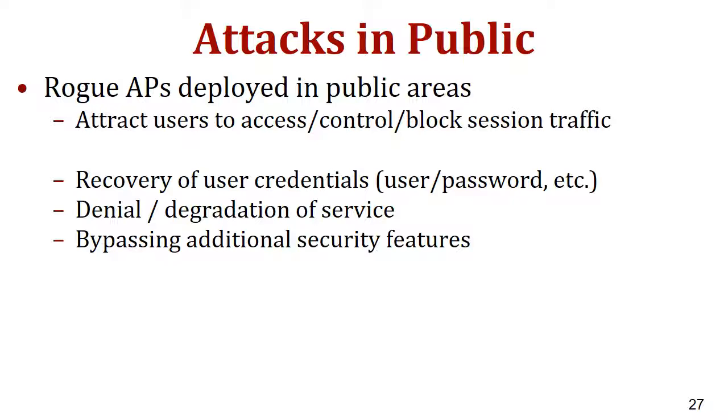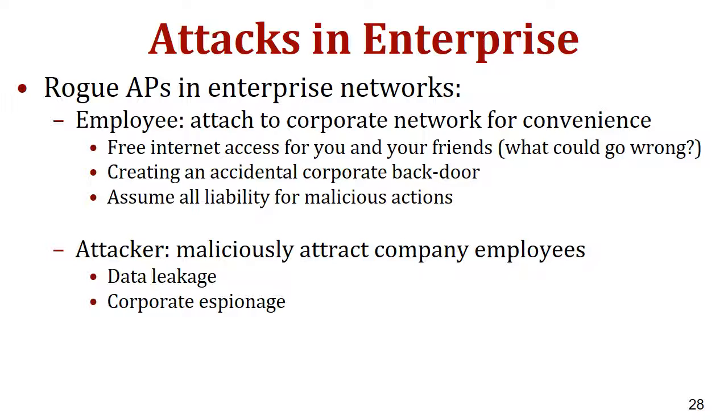Well, there are also some attacks in the enterprise, the second scenario. So with rogue APs in the enterprise network, employees should always use corporate networks for work. And sometimes maybe you have free internet access for you and your friends. Can you think about what could go wrong? You actually just have a corporate backdoor inside the enterprise, and lots of malicious actions could happen through the backdoor. The attacker can maliciously attract company employees, which will end up with data leakage and even corporate espionage.